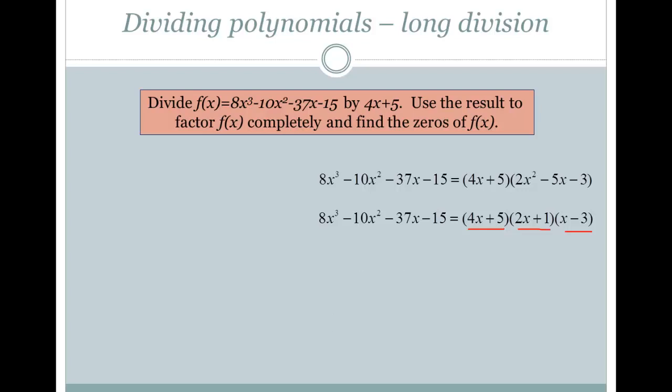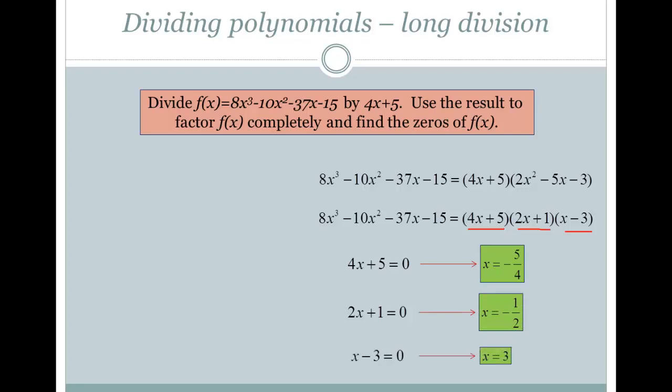So let's keep going. If I set 4x plus 5 equal to 0, that means that x is equal to negative 5/4 is a 0 of this function. If I set 2x plus 1 equal to 0 and solve, I'll get x is equal to negative half. And then finally, if I set x minus 3 equal to 0, my 0 here is going to be x equals 3. I have 3 zeros here.